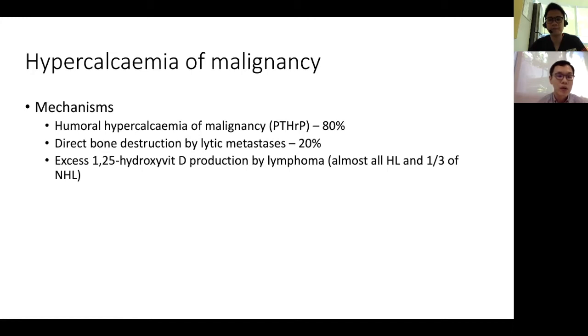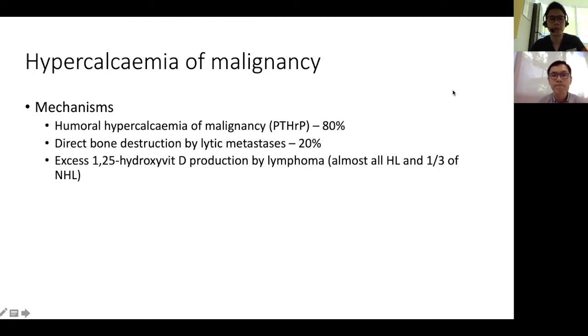And then thirdly, in lymphomas, the cells actually increase the production of 1,25-hydroxyvitamin D. So that would drive the increased calcium and phosphate absorption from the gut and lead to a high calcium. So these are the three main things that we look out for.